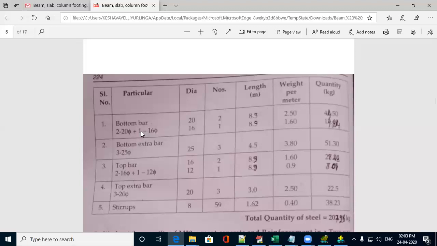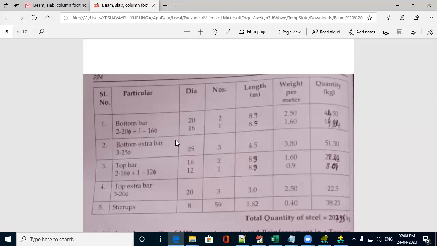Similarly, you have one bar of 16 mm diameter, one number, both of the same length. Weight per meter changes because this is a 20 mm bar and this is a 16 mm bar. Multiply number, length and weight per meter, you will get the weight in kgs. This is different, this is different. In the question they have mentioned, find the reinforcement weight of the bars separately for each bar.